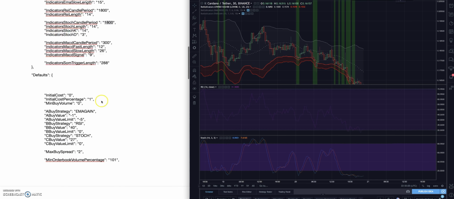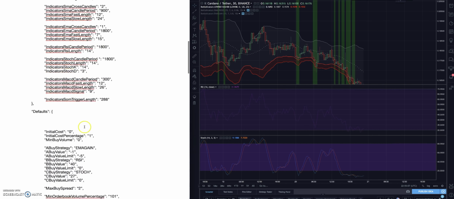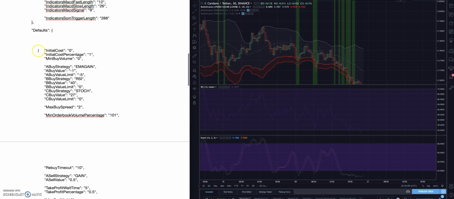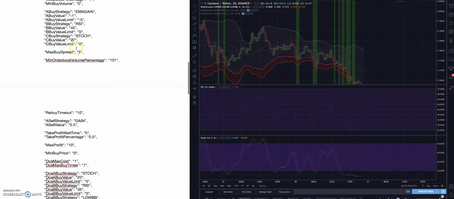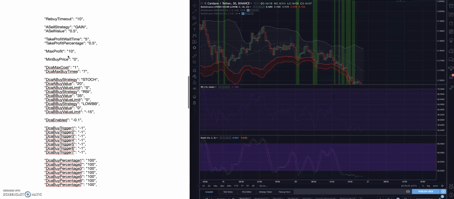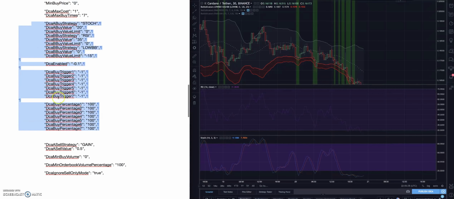Continuing on down, I changed a couple things. I'm going to be using the stochastic quite often in this app settings folder. So these are my defaults. Using EMA gain, from -1 to -5, RSI from 40, stochastic below 27. That's all pretty common stuff. Let's see, DCA. This is where some stuff changed pretty heavily. And this is my sort of new DCA buying strategy.